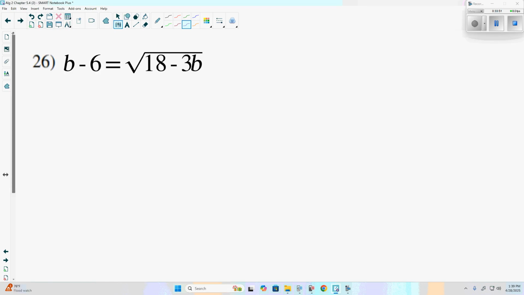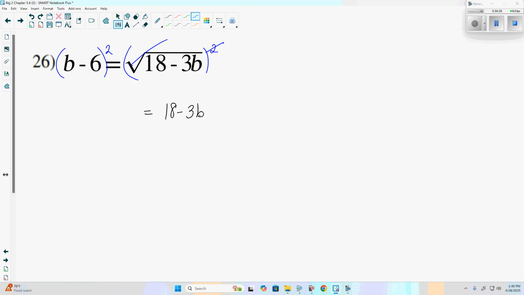Number 26. We're going to look at this one and one more, and then we're done for the day. b minus 6 is equal to the square root of 18 minus 3b. Radical is by itself, and there's only one of them. So we can move on to step 2 and square both sides. Again, here the right-hand side, the square root and square will cancel. And they immediately just cancel because we only have one term. We just have that radical.